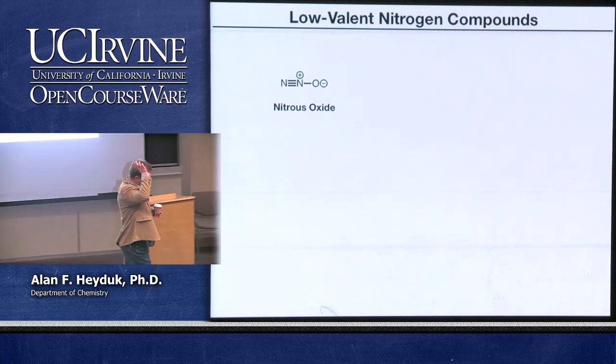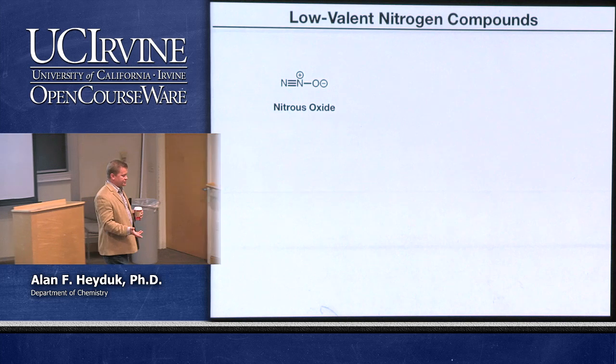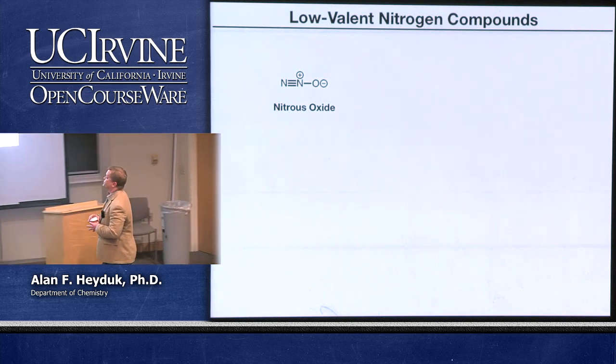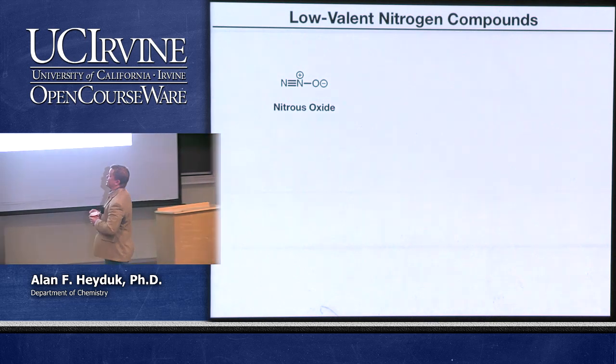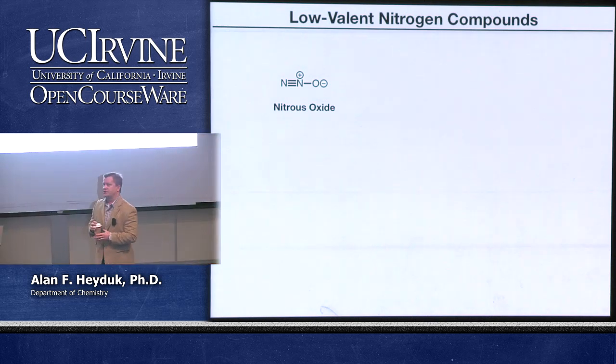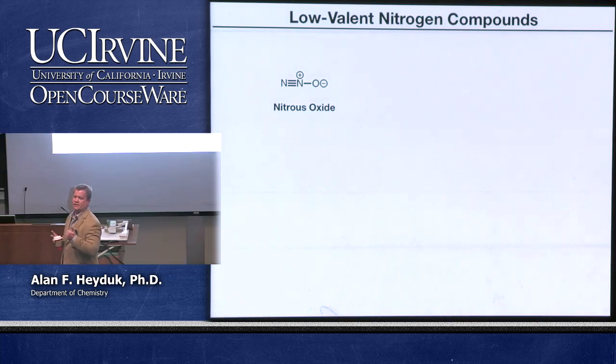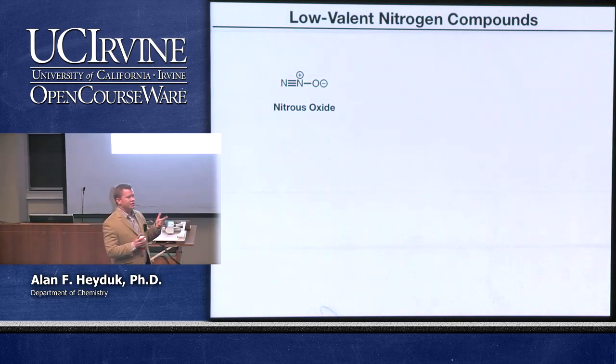Okay, so those are the oxides of nitrogen. What about some of the lower valent nitrogen compounds? So again, here's nitrous oxide. Two important uses. One is as laughing gas. Another is as basically rocket fuel for your race car.